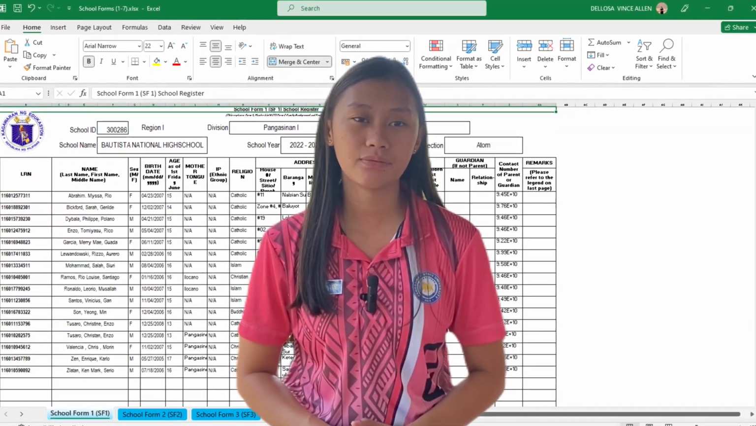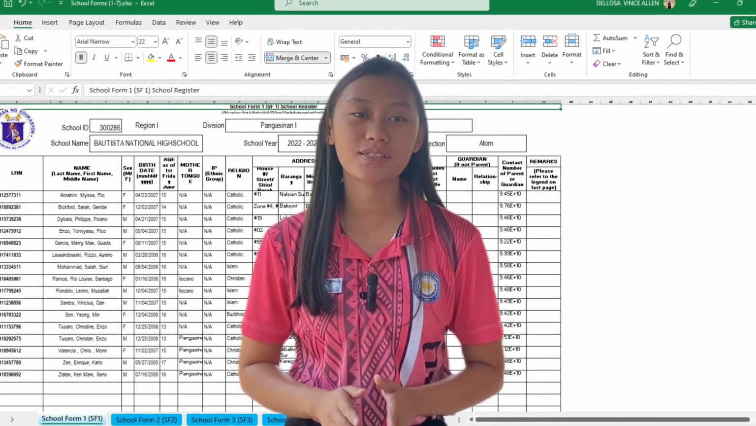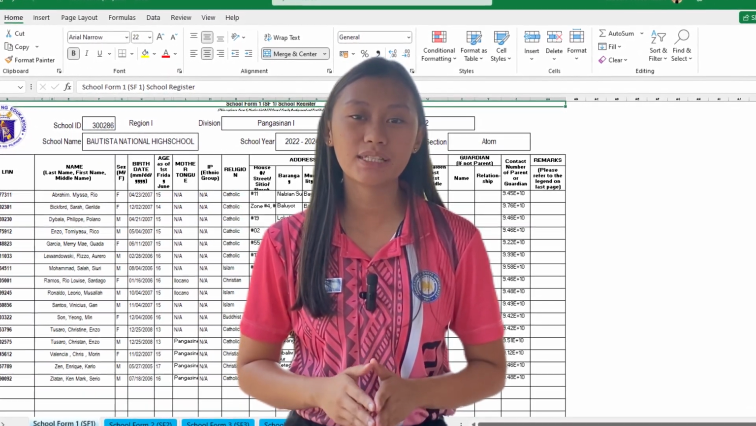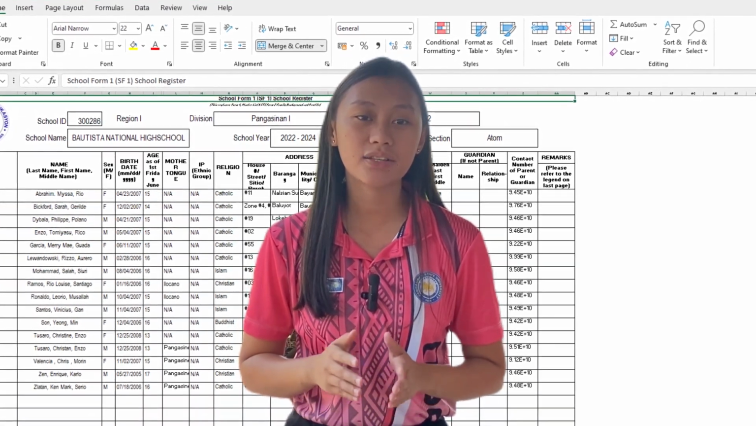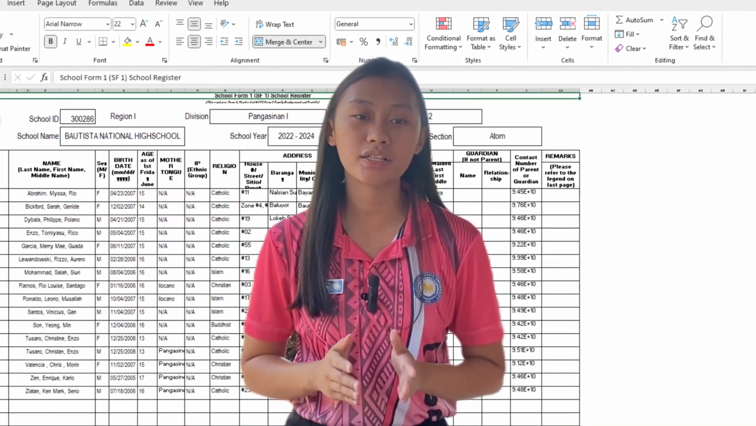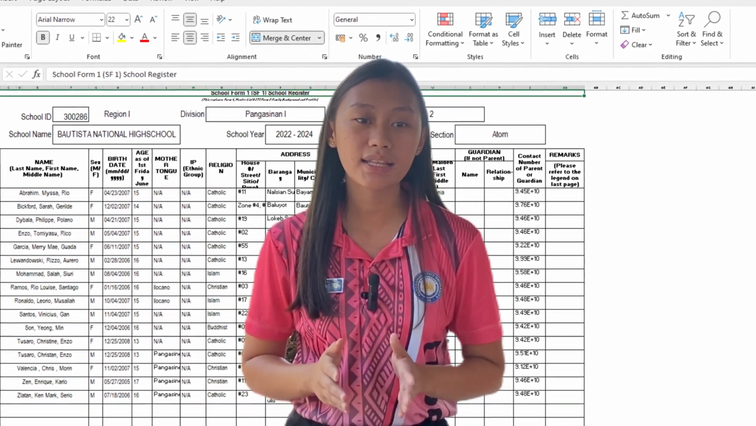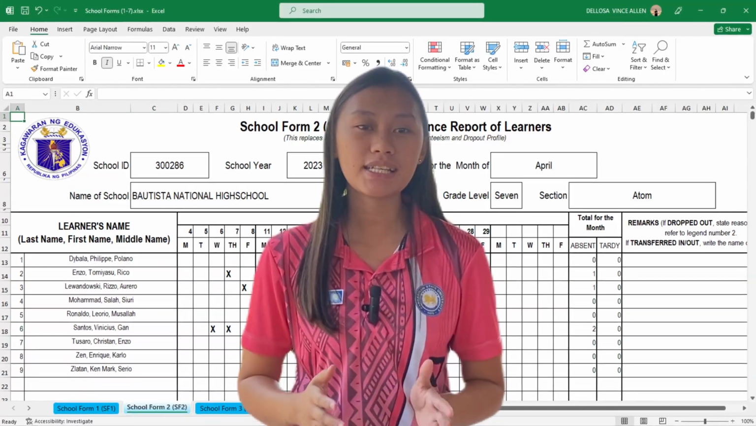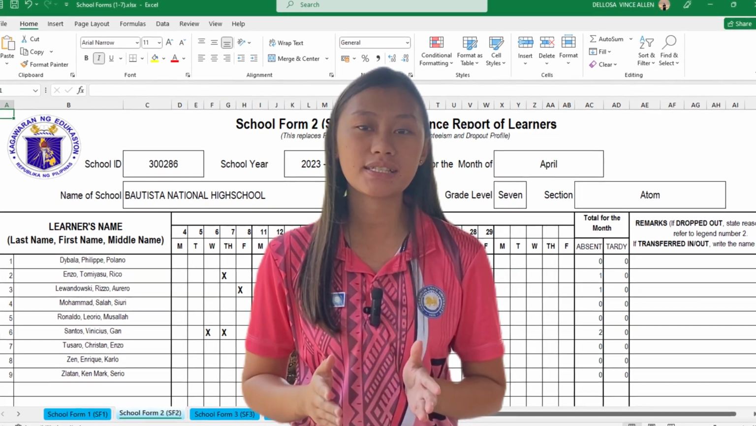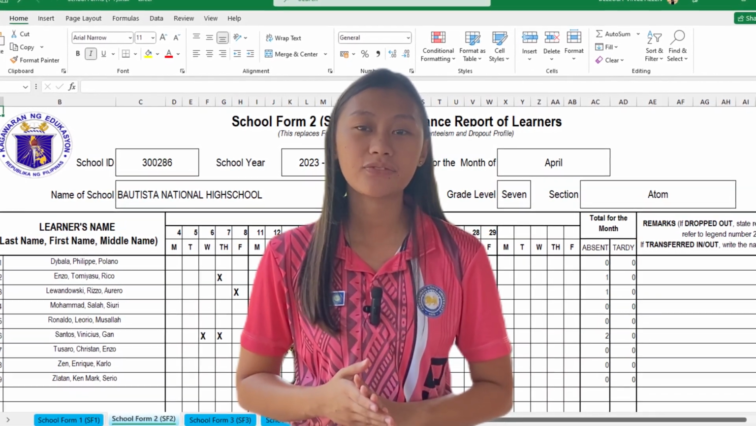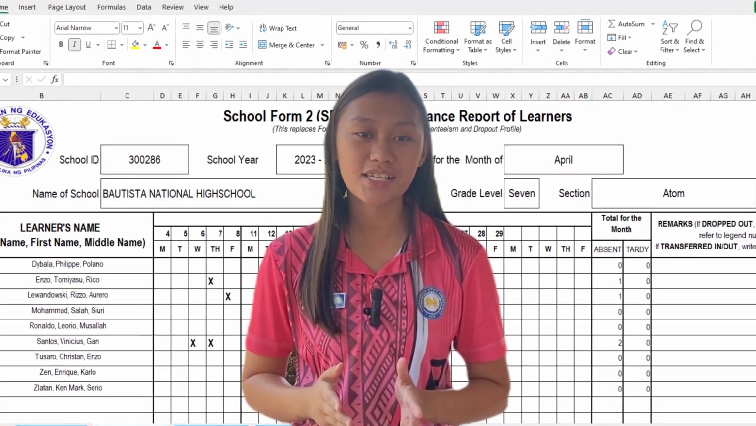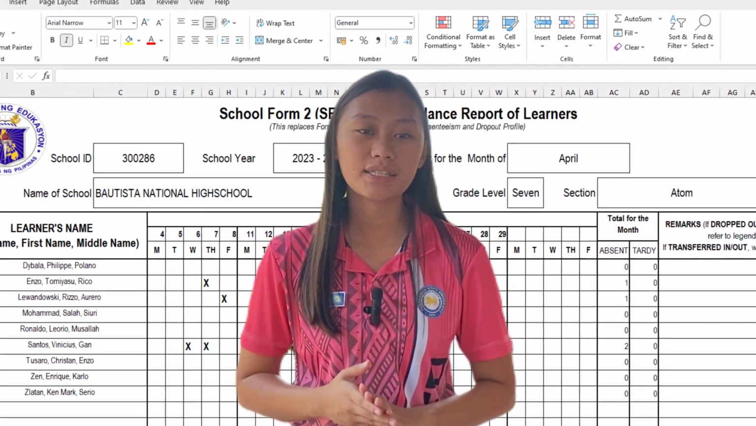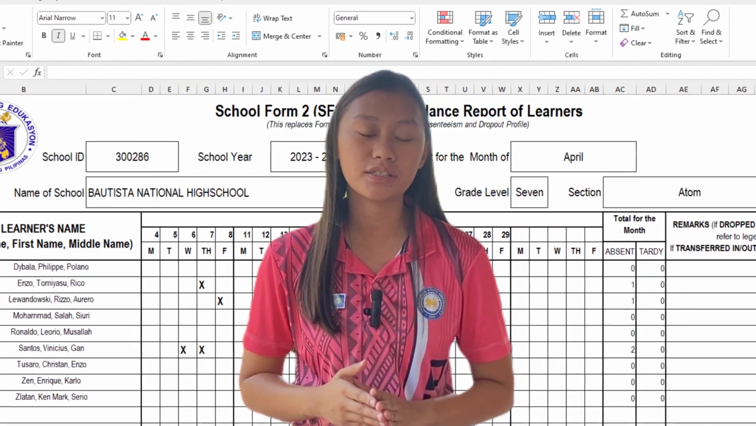First is SF1, also known as the school form. This form lists all students officially enrolled and attending classes. Class advisors prepare this through the Learner Information System at the start of the school year. Next is SF2, the learner's daily class attendance. Class advisors prepare this daily to record attendance, absences, or tardiness. To complete this, a template with the names of the learners is needed.